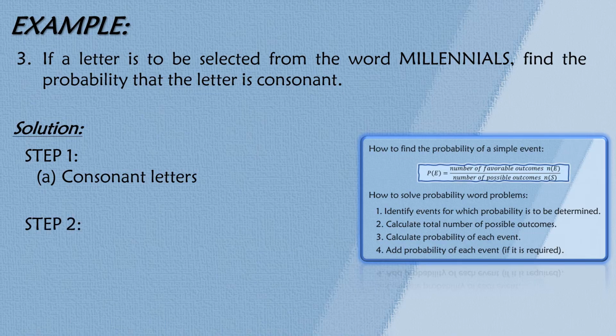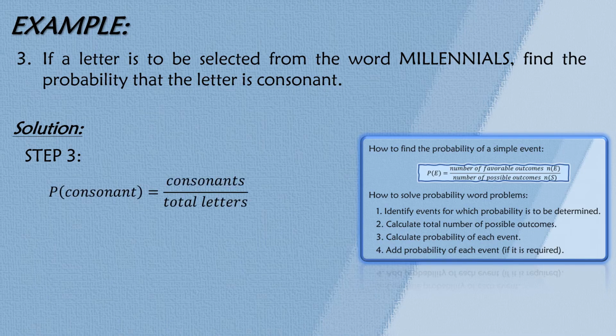So, ang gagawin lang natin is bilangin kung ilang letters meron sa word na millennials. So, that is 2, 4, 6, 8, 10, 11. So, we have the total letters which is 11. Step 3, calculate probability of each event. So, gamitin natin yung formula, probability of consonant is equal to consonants over the total letters.